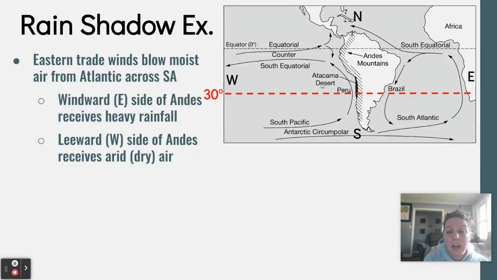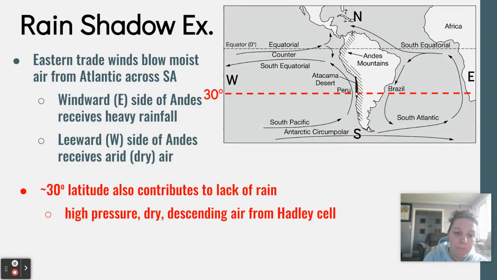Atacama Desert, which we see right here. You can see it's also about that 30-degree mark. So with that Hadley cell bringing that dry air down, it's really got a lot going on there to make it dry. Okay. So that's what that's saying right there. So high pressure, dry descending air from the Hadley cell. So between the Hadley cell and the rain shadow effect, very, very dry in that area.